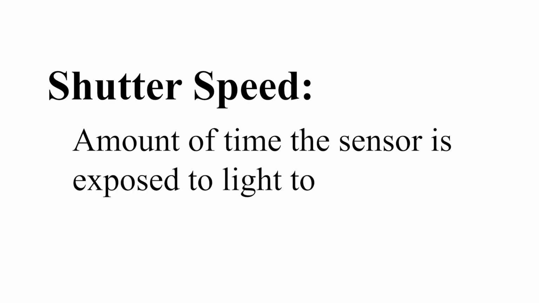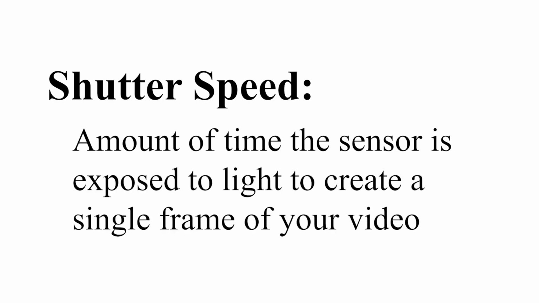Next up is shutter speed, or the amount of time that your sensor is exposed to light to create a single frame of your video. Shutter speed is measured in fractions of a second, so let's just say our shutter speed is 1/60. That literally means the sensor is being exposed for 1/60th of a second.